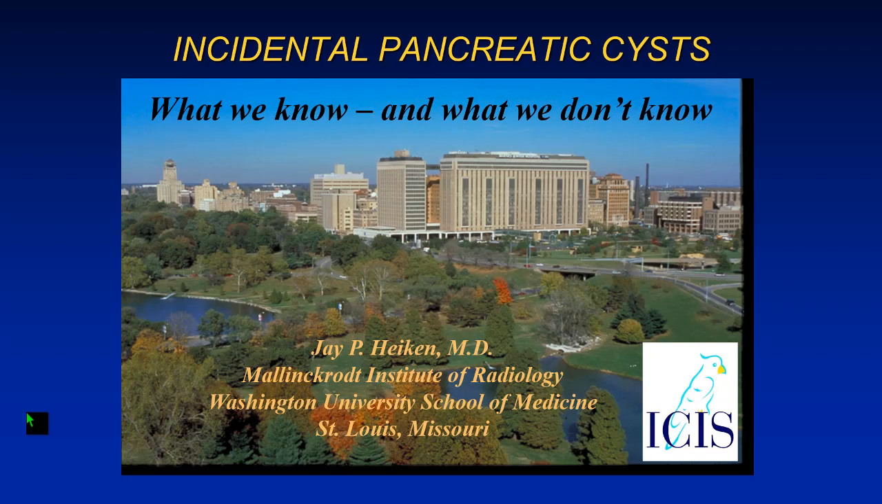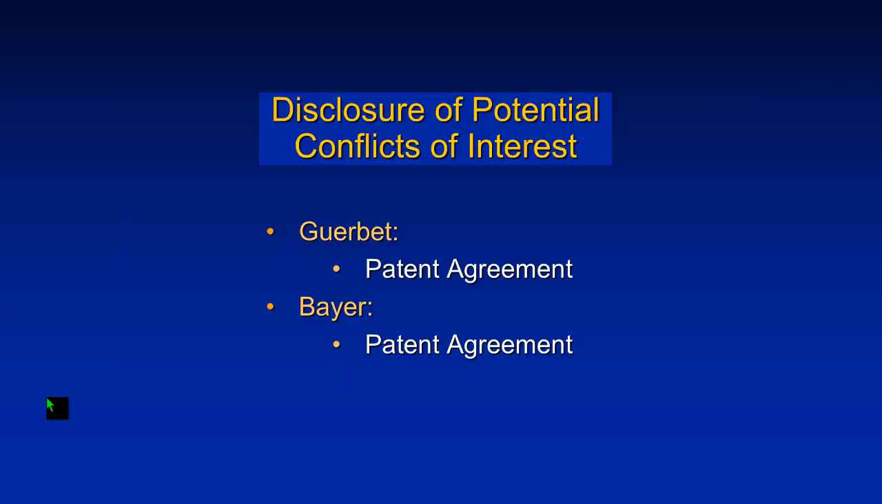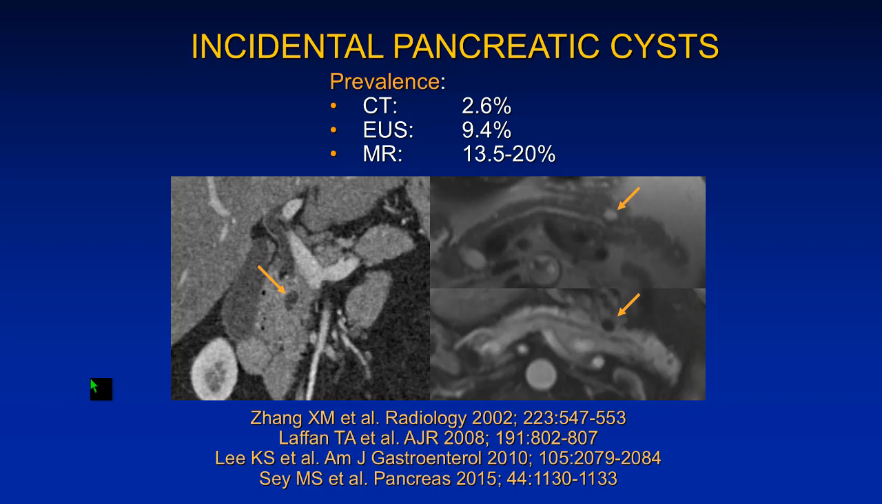Good morning again. We'll talk about incidental pancreatic cysts, and these are tough. [My potential conflicts of interest.] We see them very commonly. Studies have shown on CT between 2 and 3% of patients will have incidental pancreatic cysts, and on MR up to 20% in some studies.